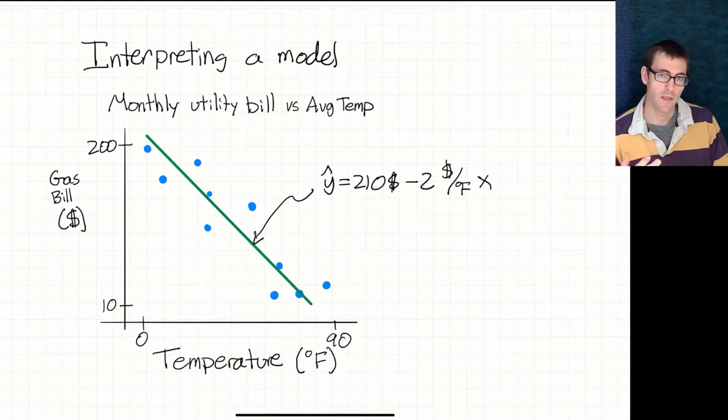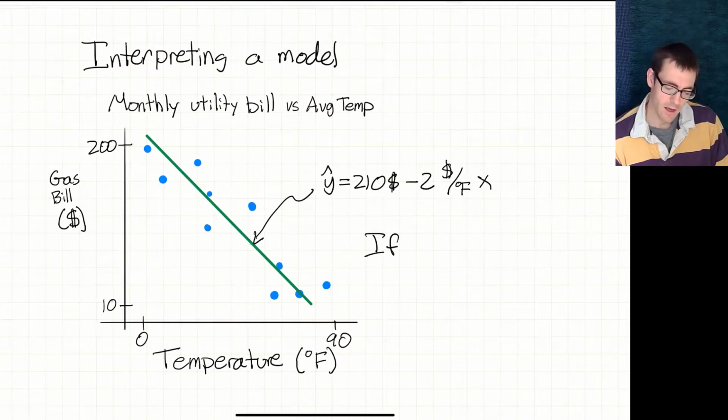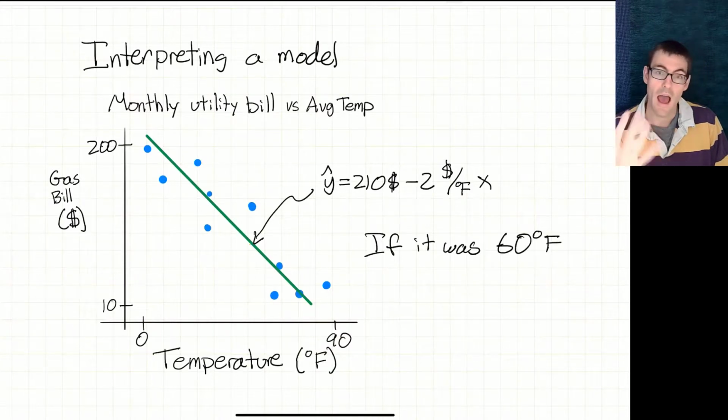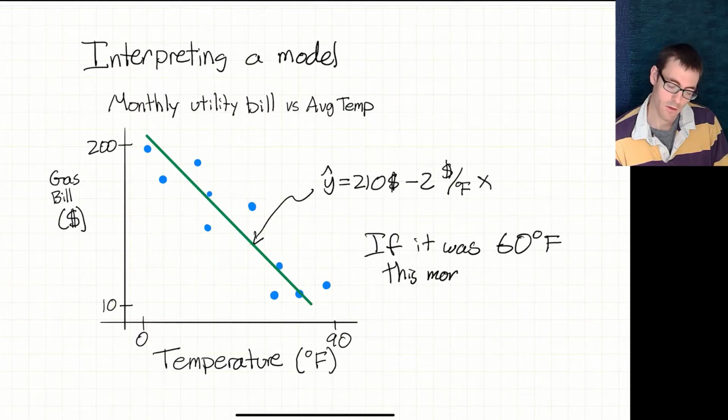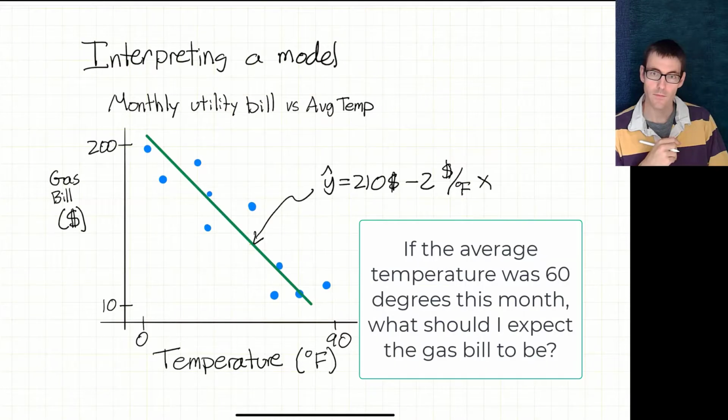The other main way that we can use this model to make some sort of statement is by predicting some value. In other words, if I were to say, if it was, let's say, 60 degrees out on average this month, what do I expect the gas bill to be? So obviously, a lot of things go into what exactly the gas bill is going to be, and there's a lot of variance to this whole system.